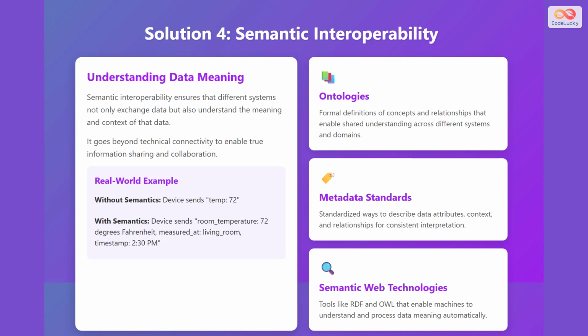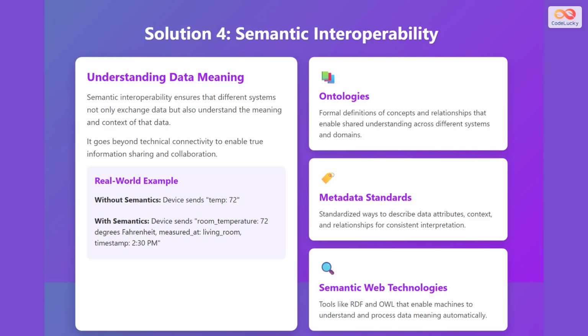Let me give you a real-world example. Without semantic interoperability, a device might simply send temp:72. But what does that mean? 72 degrees Fahrenheit or Celsius? Where was it measured? When? With semantic interoperability, the device sends complete, contextualized information. Room temperature: 72 degrees Fahrenheit, measured at living room, timestamp: 2:30 p.m. Now other systems can understand exactly what this data represents and use it appropriately.